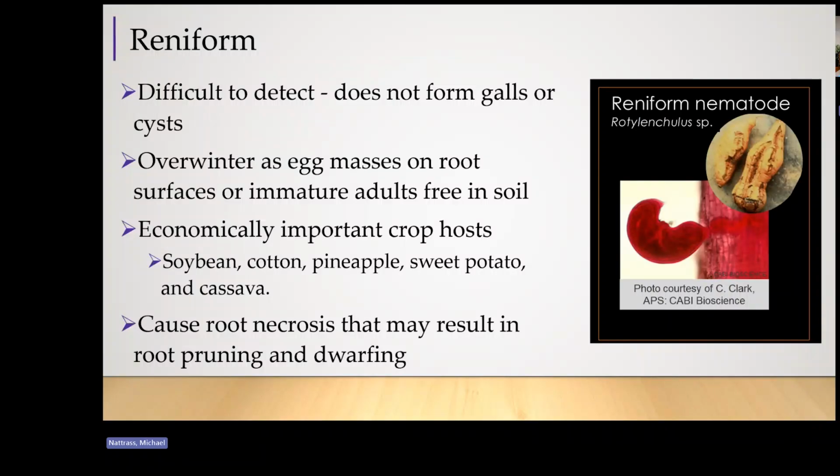So I don't expect you to know that if you have a reniform nematode that you need to use this particular nematicide. I'm going to show you how to go find the nematicide based on what you believe is your issue.